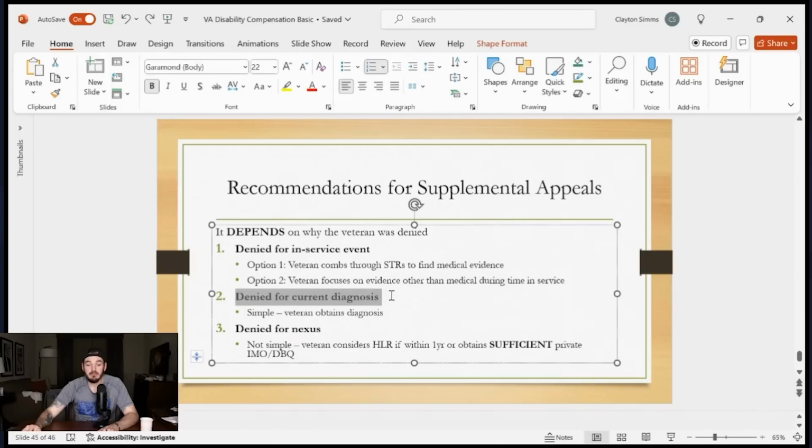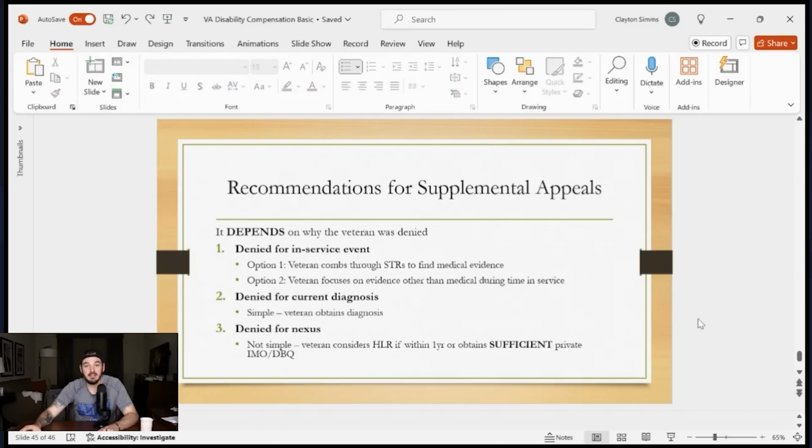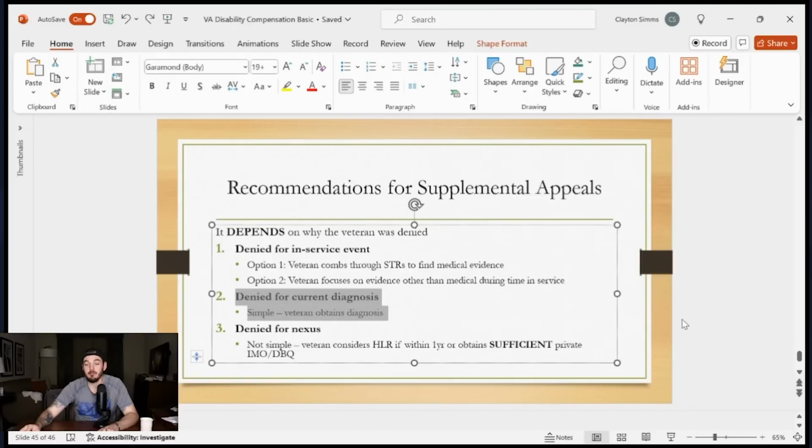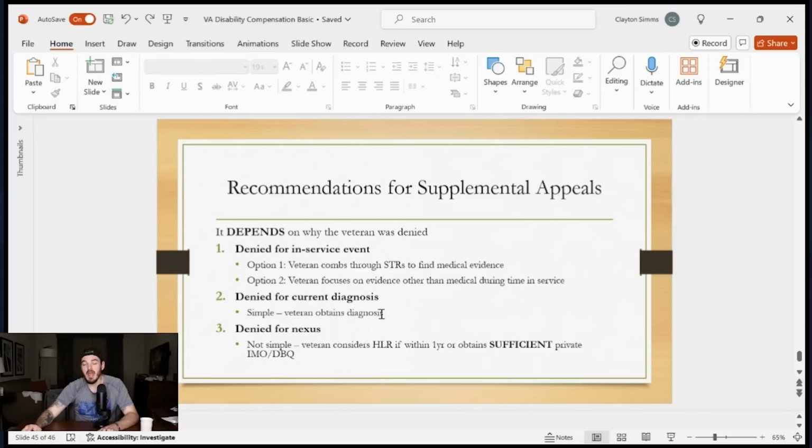If you're denied for the current diagnosis, this one's pretty simple. Get the dang diagnosis, okay? Veterans do not need to be submitting claims without a current diagnosis or at a minimum documented symptoms. There is no excuse. Seriously.